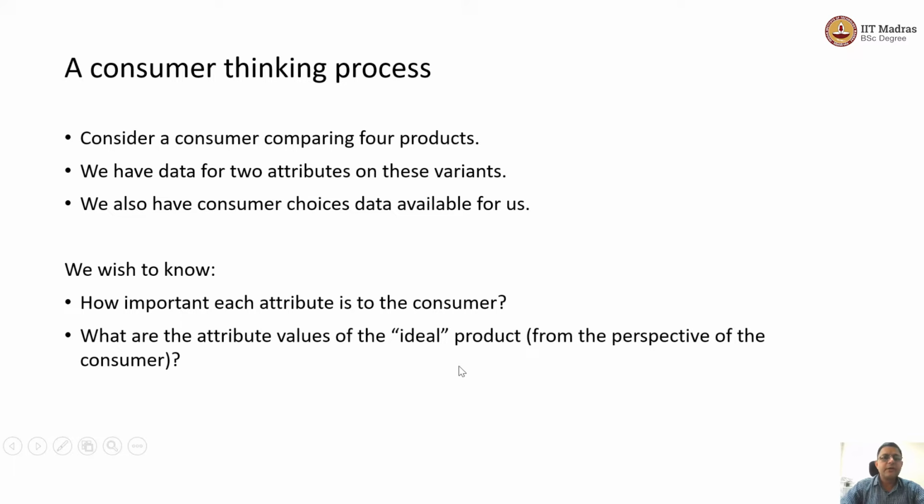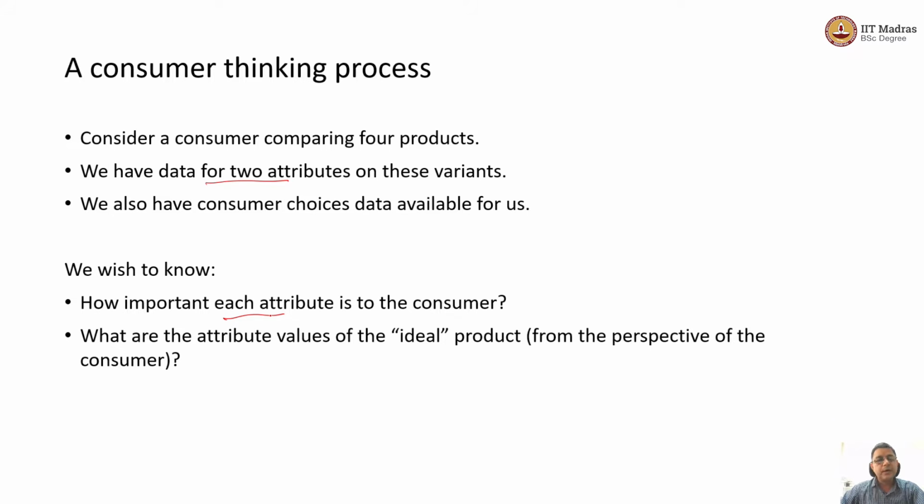So when we say we have data for two attributes in this example, for a typical consumer, when she buys a car, she has many more attributes to consider. Now the first question essentially asks which attribute is important. For some consumers, buying the most powerful car in the market is their priority number one. So they probably give engine capacity the highest weightage.